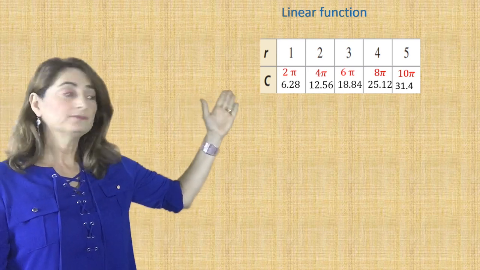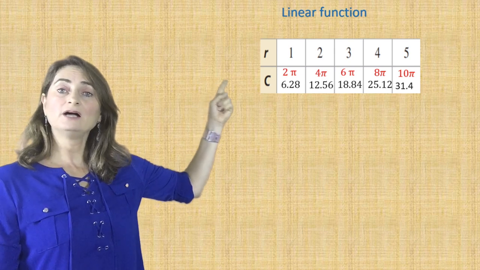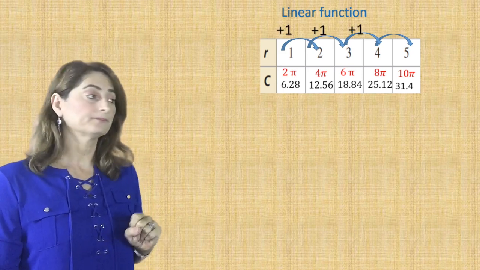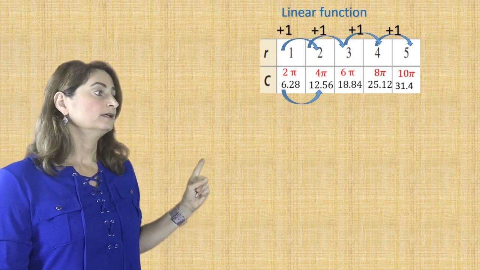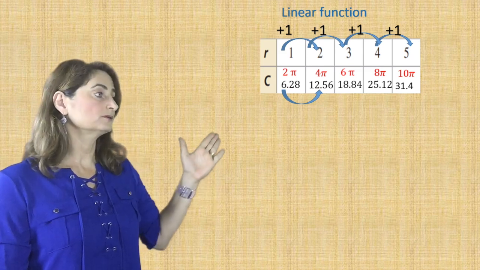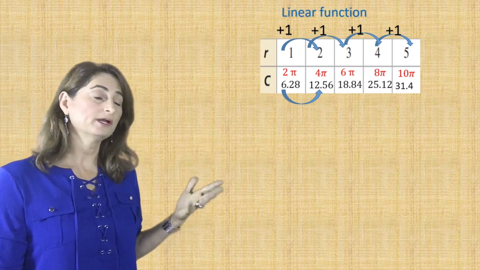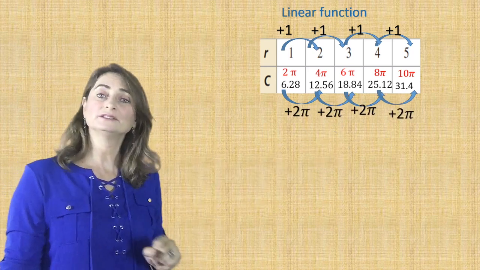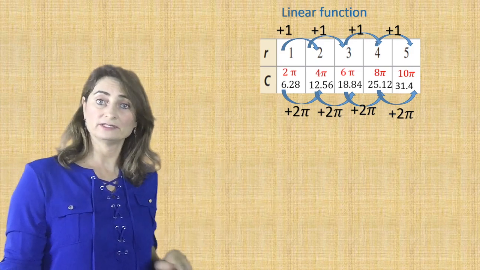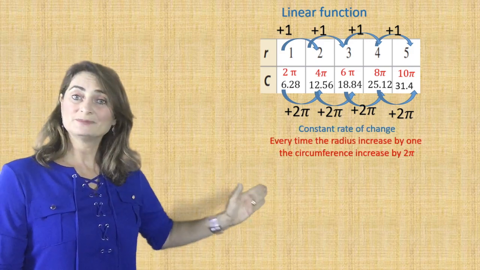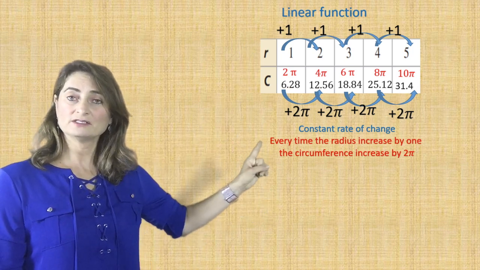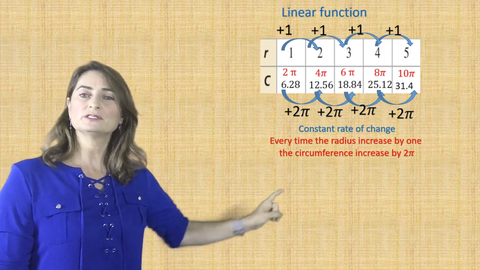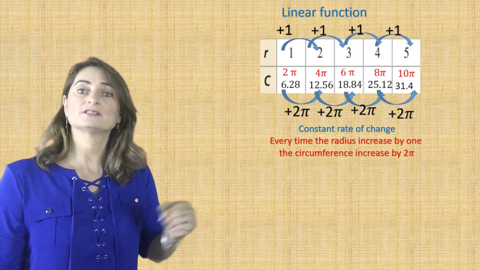From a table, look at the radius. How did the radius change? From 1 to 2 to 3 to 4 to 5. It increased by 1. How did the circumference change? Let's talk about pi because we don't want to subtract the decimals. From 2 pi to 4 pi to 6 pi to 8 pi to 10 pi, it increased by 2 pi every time. So there's a constant pattern, and that's a linear function. Every time the radius increased by 1, the circumference will increase by 2 pi. That's a constant rate of change.